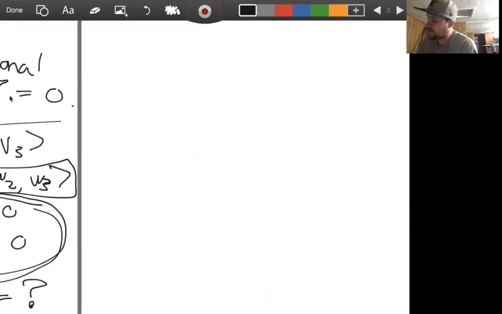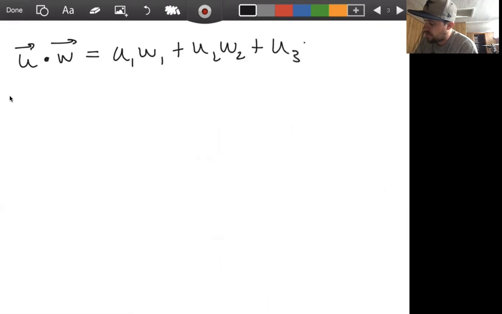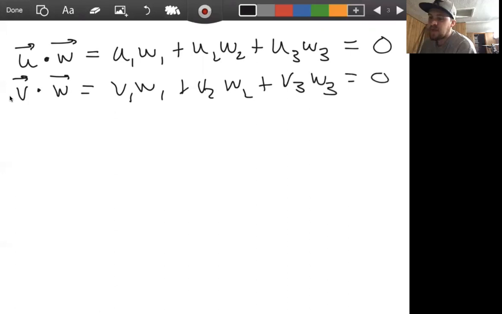So let's do that. u dot w is the same thing as u1 w1 plus u2 w2 plus u3 w3, and we want that set equal to 0. Also, v dot w is equal to v1 w1 plus v2 w2 plus v3 w3, which is also equal to 0. And again, the goal now is with these two equations, we want to solve for w1, w2, and w3.